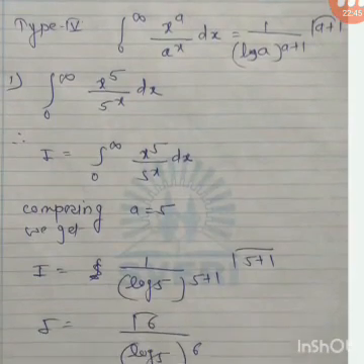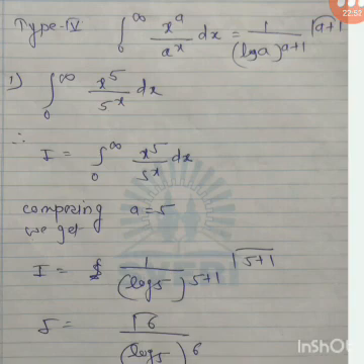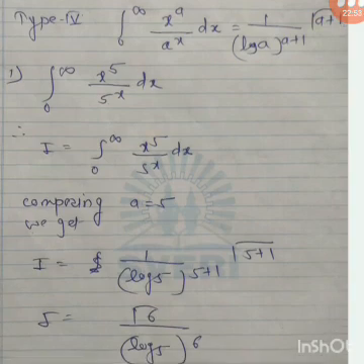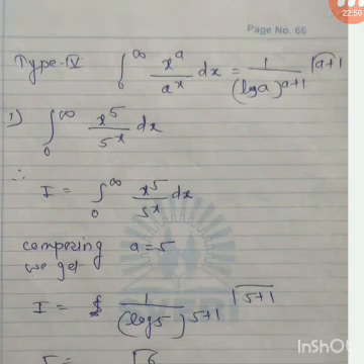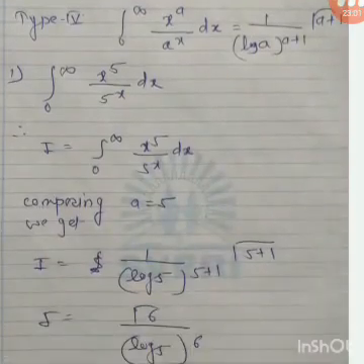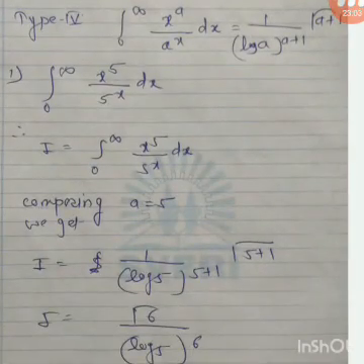And the last type: integral from 0 to infinity of x raised to a raised to x dx, the result is 1 upon log a raised to a plus 1, into gamma of a plus 1. Compare the value of a and put the value of a in the result. Okay, in this way we have completed our gamma function. Okay, thank you.